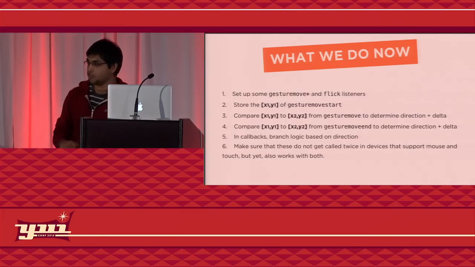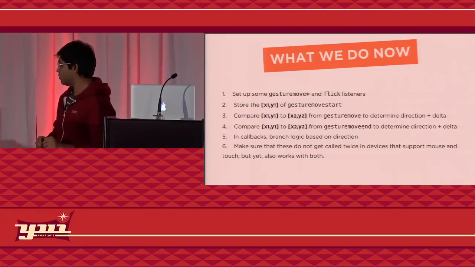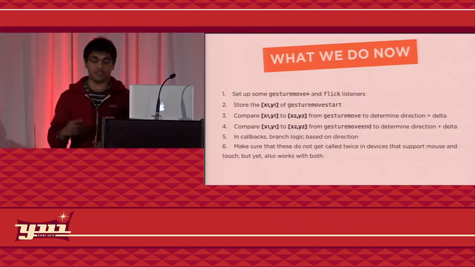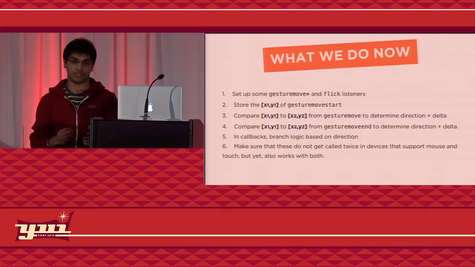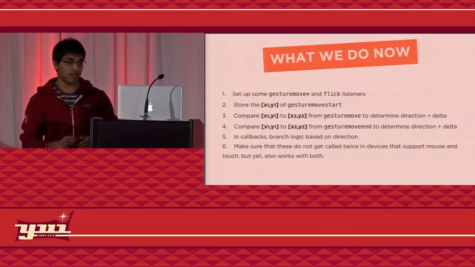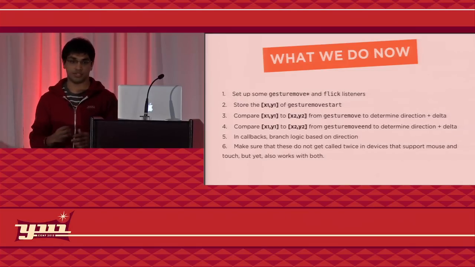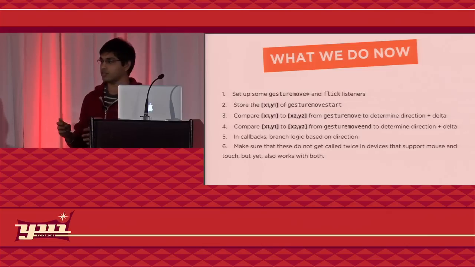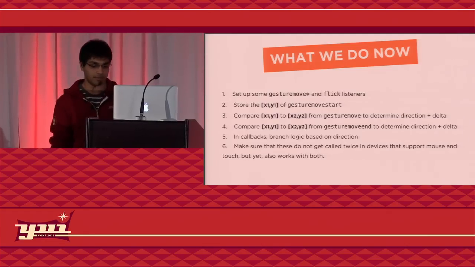And then on gesture move end, so when you lift your finger up, you compare that again to the ones that you stored before to figure out what the direction delta is there. And then you're going to have these big callback functions where you branch logic based on direction. After you do all that, you have to figure out how this works on devices that support both mouse and touch, but doesn't fire twice, and it's stricter than you think. And you haven't really gotten to coding the actual interaction, the actual application. This is just setting stuff up.